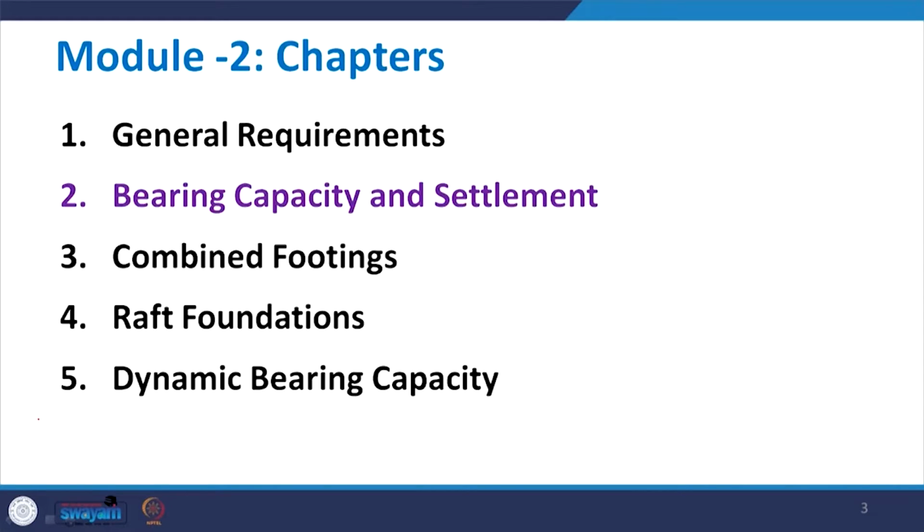I welcome you here for this NPTEL course on earthquake resistant design of foundations, and this is the 5th lecture on this course, which is on shallow foundation. As we discussed, the course is in 5 modules, and we are under the second module, which is on shallow foundations. Under the second module, we are discussing the 2nd chapter, which is bearing capacity and settlement.